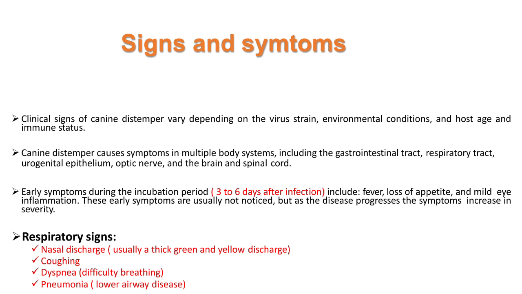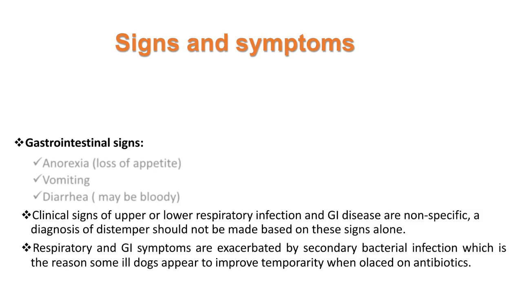If we talk about respiratory signs, these include nasal discharge, usually thick green and yellow discharge, coughing, dyspnea, difficulty in breathing, and pneumonia of the airways. In the GI tract, there is anorexia, vomiting, and diarrhea that may sometimes be bloody. Clinical signs of upper respiratory tract, lower respiratory tract, and GI diseases are non-specific, as these signs can be in any condition. A diagnosis of canine distemper should not be made based on these signs alone.